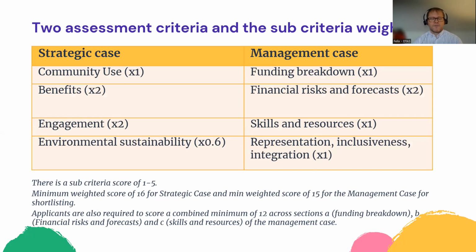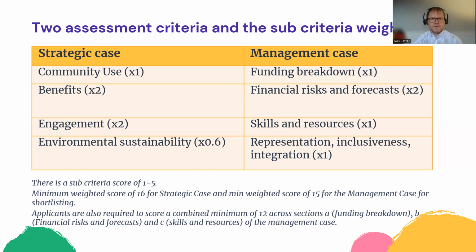Okay, so this is from the assessment criteria. This is how they score your application. So it's really useful to see the weighting that they give to the benefits and engagement section. Within the strategic case, which is the first one we're going to look at, the benefits and engagement are the key things that they're looking for. That's not to say you would neglect environmental sustainability because it's not as heavily weighted. That score could be really helpful in making sure you've got a strong application. But I think you can see there where the priorities are. The benefits and engagement within the strategic case, and the financial risks and forecasts within the management case, are all weighted x2.